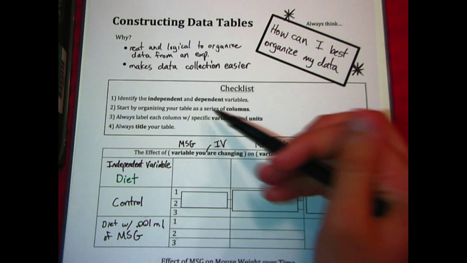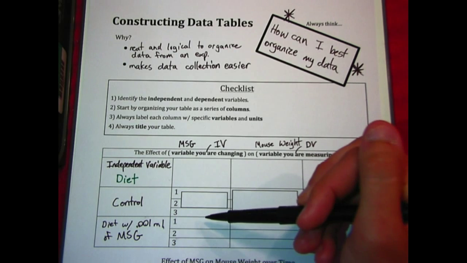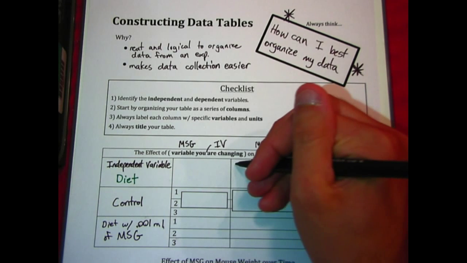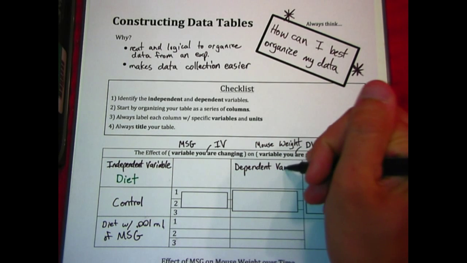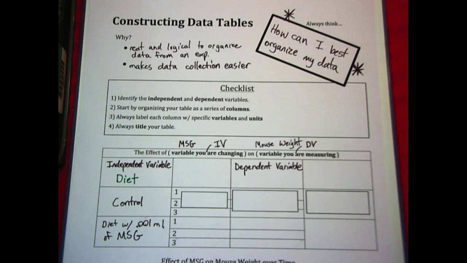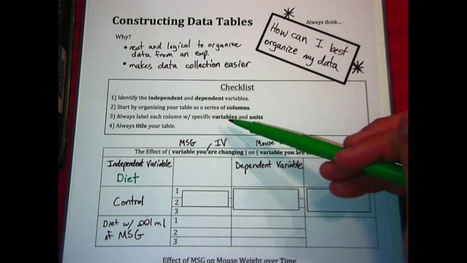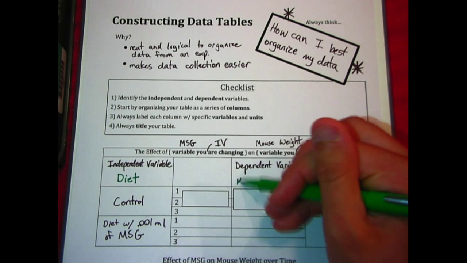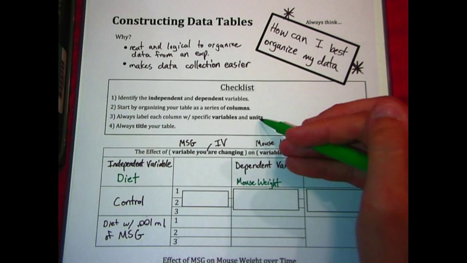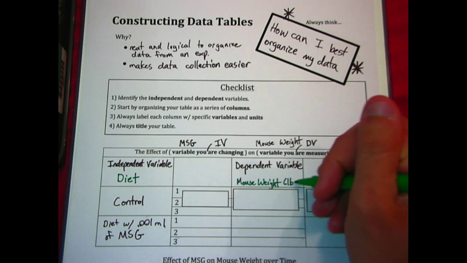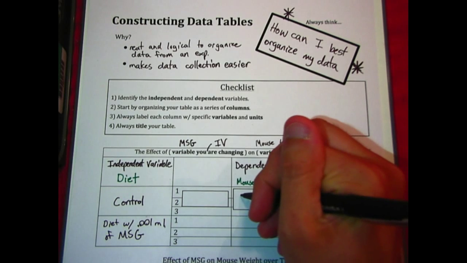And so let's go back to focusing on our columns. And we're going to skip this column right here for now. So let's go to this one. And we're going to put our dependent variable here. And in this case, our specific variable is going to be mouse weight. We also want to include the units, so pounds. Right? So again, our dependent variable is, this is what we're measuring.